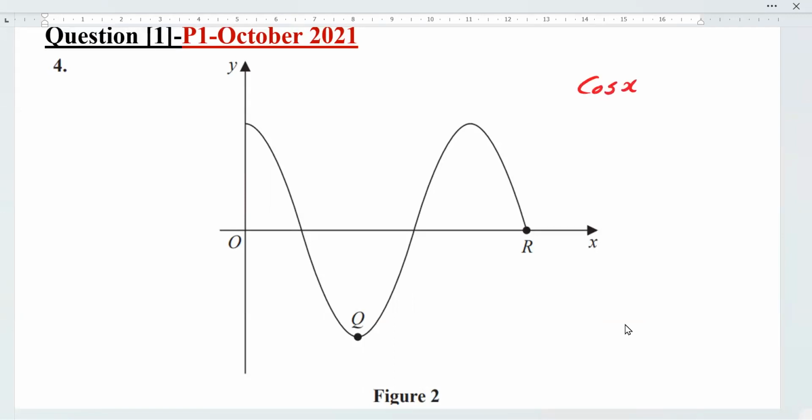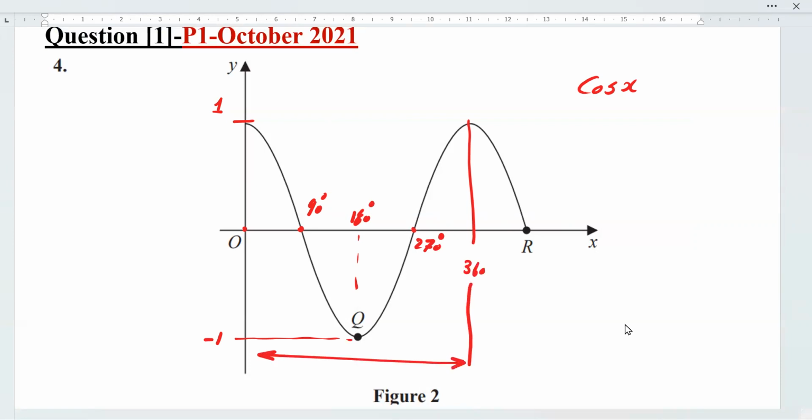If you think about cosine x, it starts here at 1 and the minimum value is -1. So the maximum and the minimum points for cosine are 1 and -1. This is related to the y-axis. What about the x-axis? Here it should be 90 degrees, here 180 degrees, 270 degrees, and the final one 360.